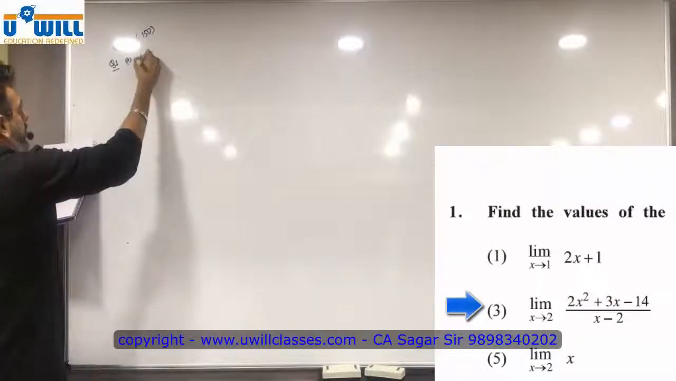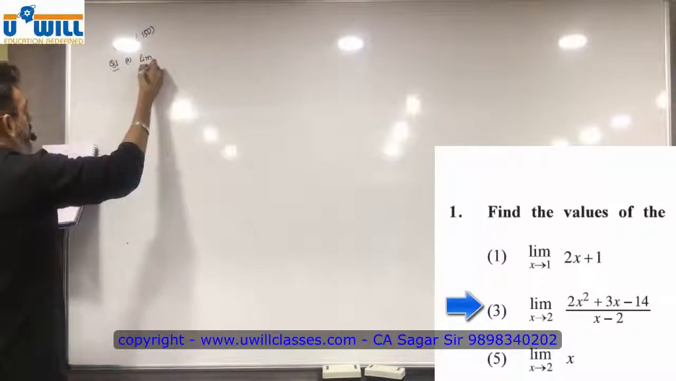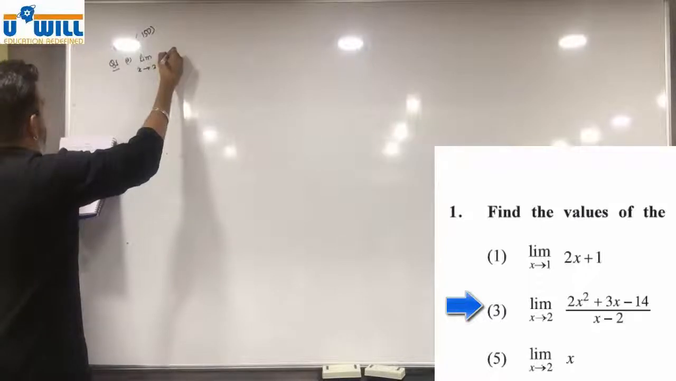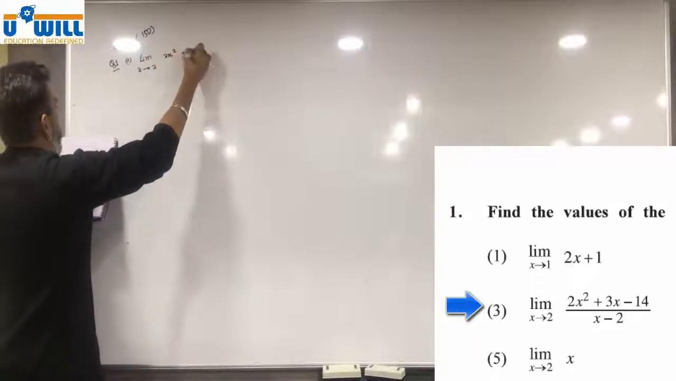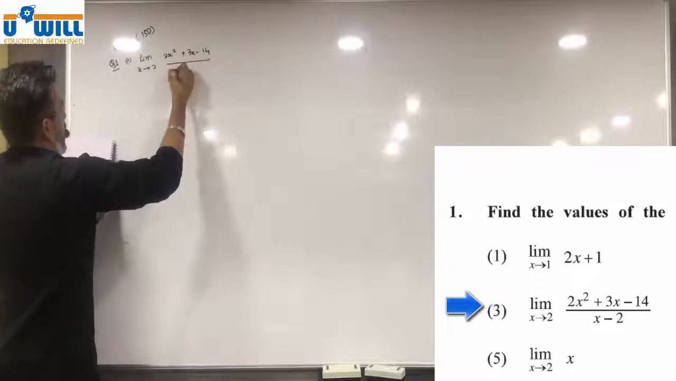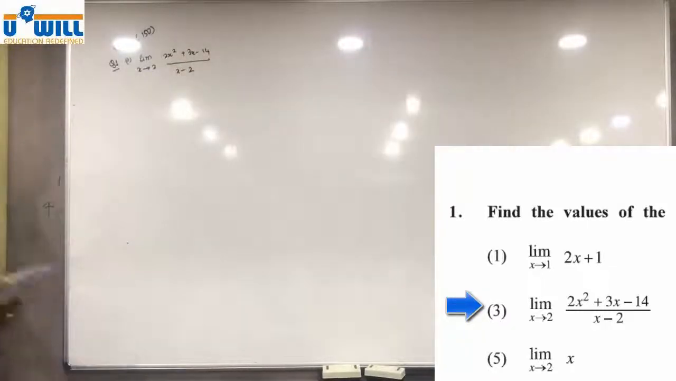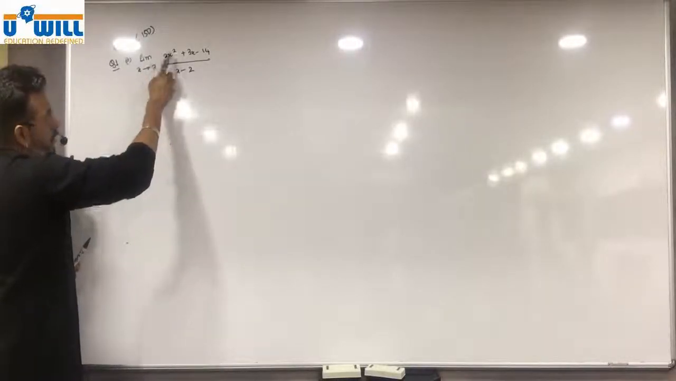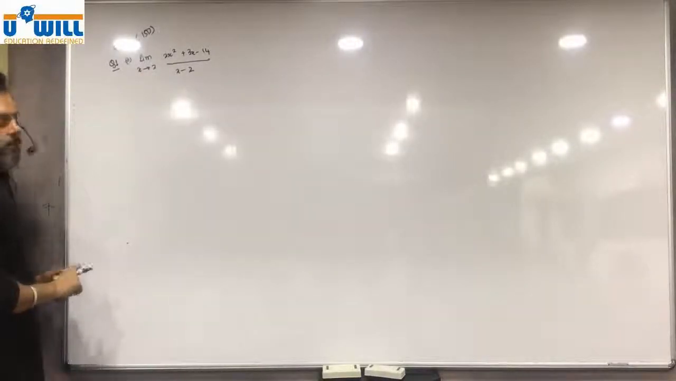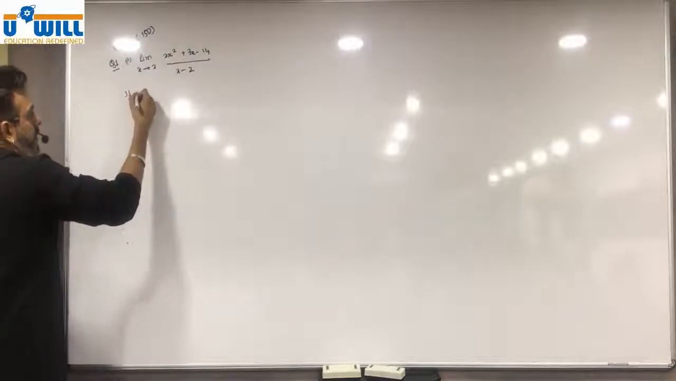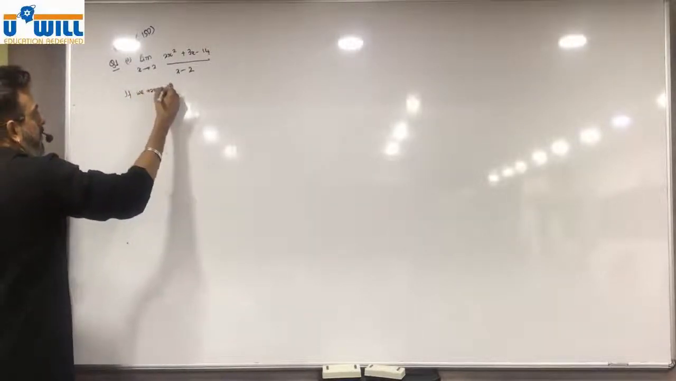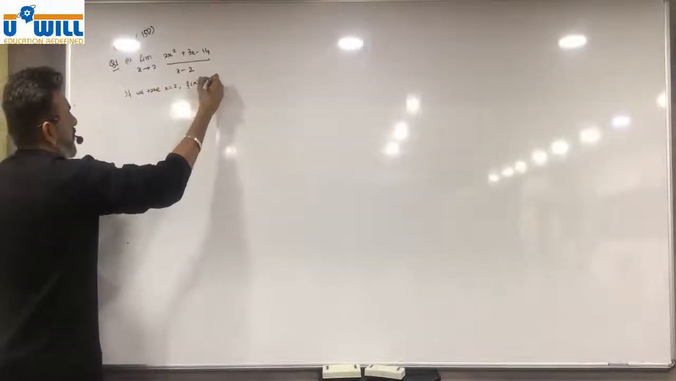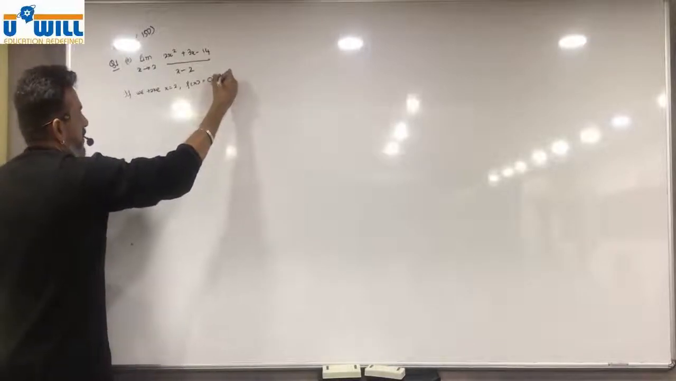Third, limit x approaches 2, 2x square plus 3x minus 14 upon x minus 2. Now, let's check out what happens if we put 2 over here. It becomes 0. So if we take x is equal to 2, f of x becomes 0, which is indeterminate.